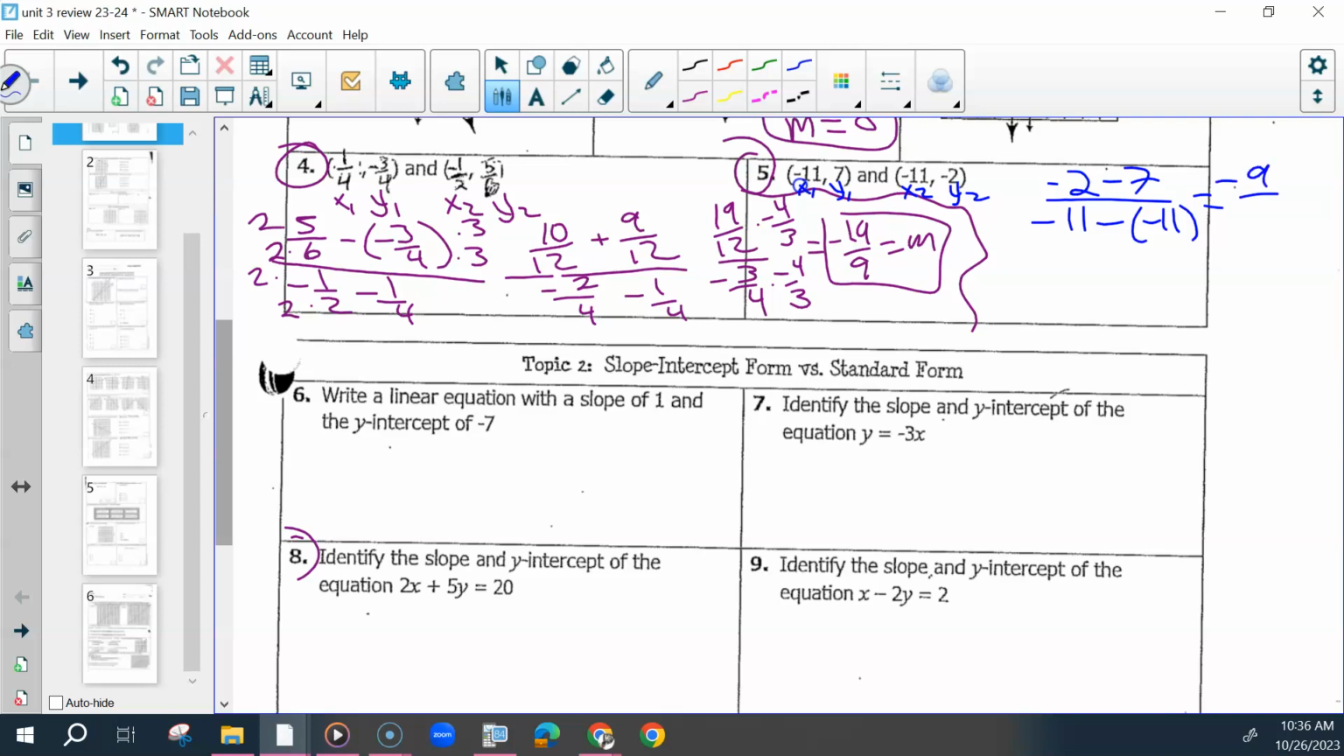-9 over 0, which is what? Anything over 0 is what? Undefined. So if you're not sure, put that into your calculator. It's either going to give you 0 or error. Error, undefined. Questions on that one?